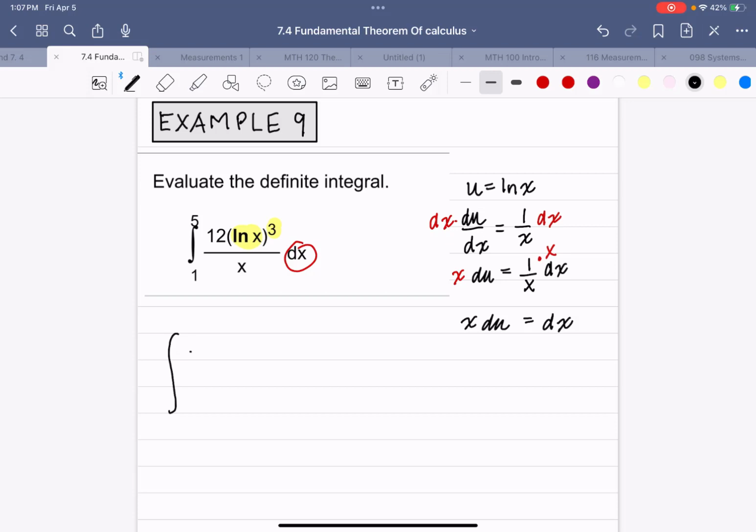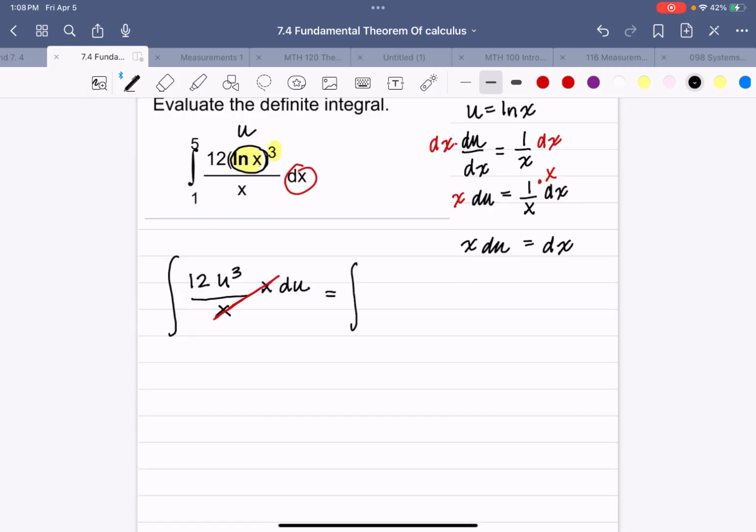I've got to evaluate the integral of 12 times u to the third, right? Because this whole thing, natural log of x, is a u. And then for dx, oh, and by the way, there's still an x under there. And for dx, I have to put in x times du. If we do this right, there won't be any x's left. And look, there's an x on bottom, x on top, and those reduce out. So that will give me the integral of 12u to the third du, and that's a simple power integral.